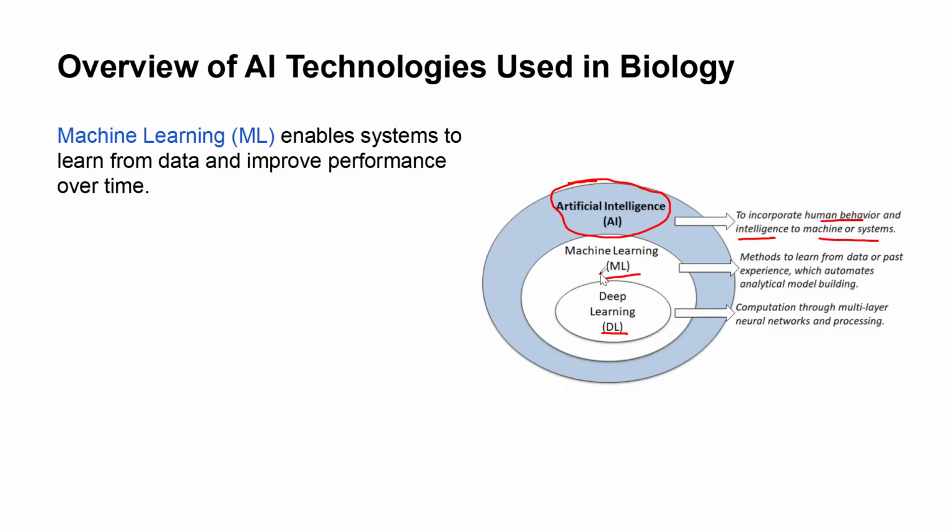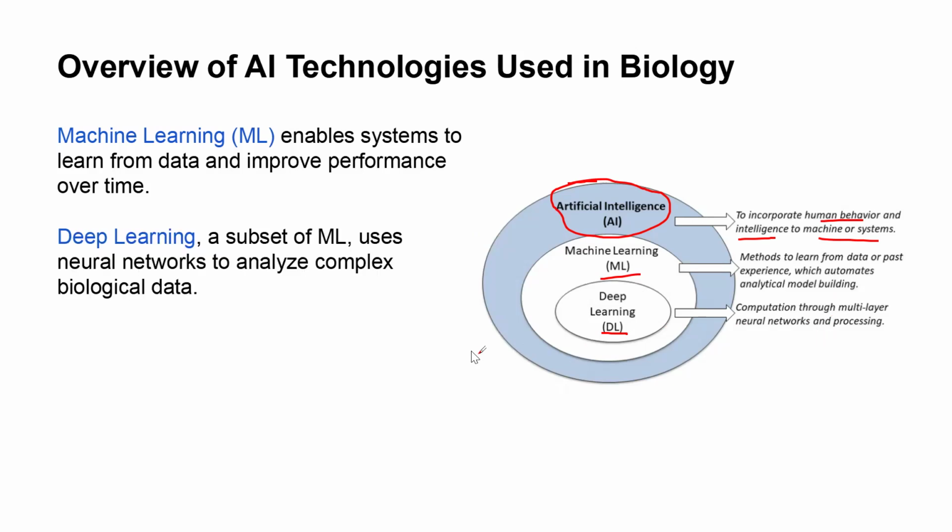And then the next one: machine learning is a subset of artificial intelligence, while deep learning is a subset of machine learning. So deep learning is actually a computation through multi-layer neural networks and processing. As we can see, deep learning is a subset of machine learning which uses neural networks to analyze complex biological data.